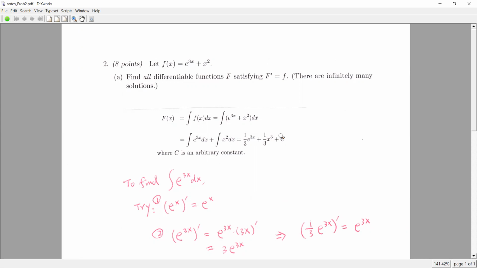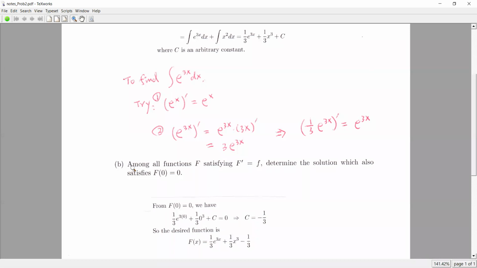Don't forget to add an arbitrary constant c. Because c is arbitrary, this function is the most general antiderivative of this function. This is the answer to part A.